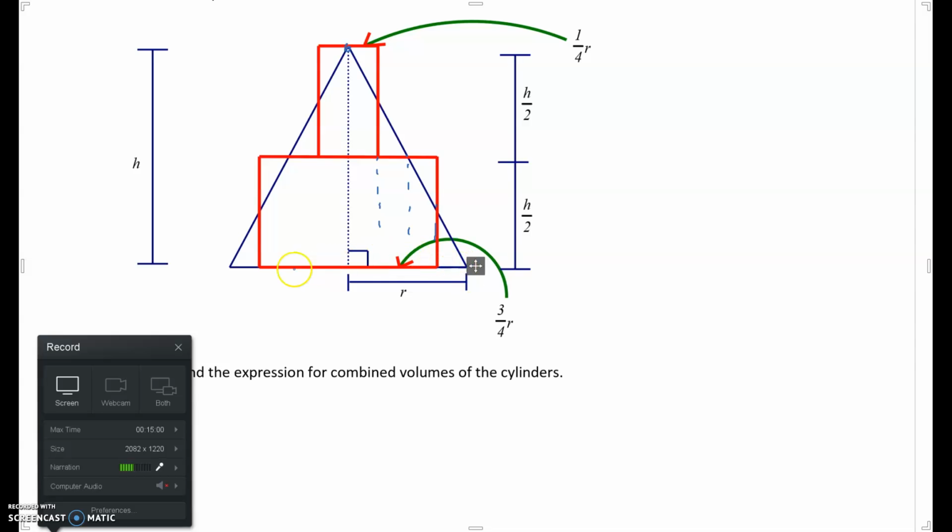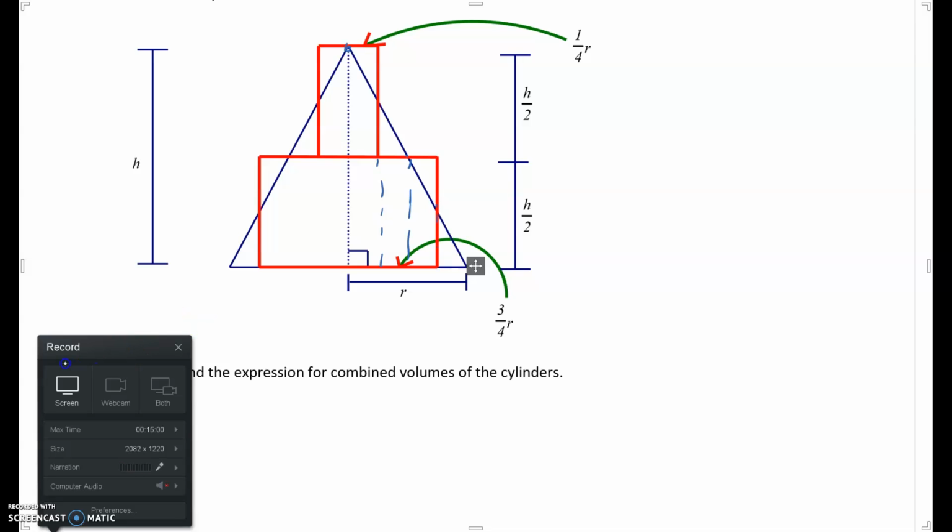Which means that if the radius is the full distance across here, where r is, then we're 3/4 of it, right? So we're 1, 2, and then 3 of those. That means that the radius of the bottom cylinder is going to be 3 over 4 r. The one up at the top only fills up one of those lines, so it's going to be 1/4 r. Now, keep in mind this is a side view of a cylinder. If you look at a cylinder from the side, it looks like a rectangle. So we're simplifying it by taking the 3-dimensional element out of it.